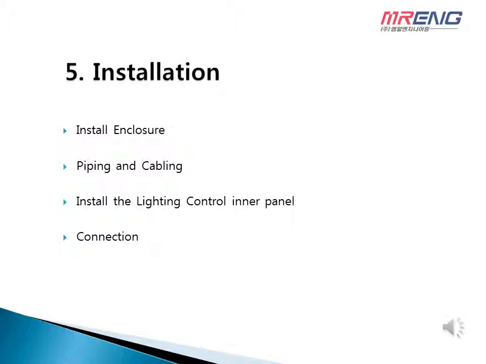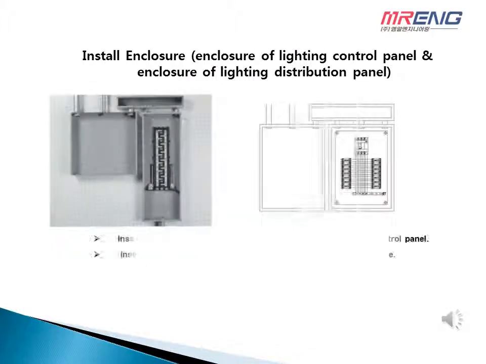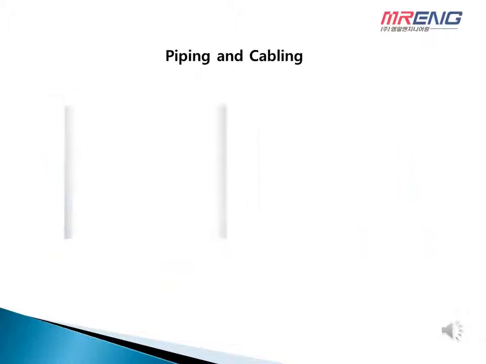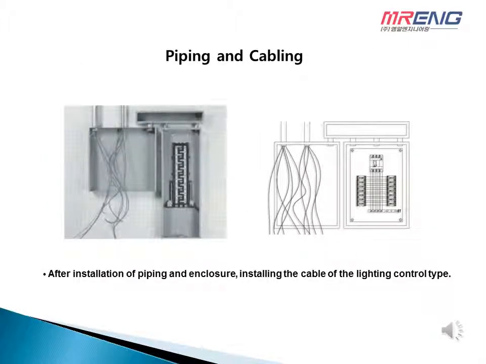For installation, each device of our system should be installed according to the order defined below. Install enclosure, piping and cabling, install the lighting control inner panel, connection. First, we'll install the enclosure of the lighting distribution panel and lighting control panel. The piping and cabling can be installed after the enclosure is installed. After the piping and enclosures are installed, we are ready to install the cables. The picture above illustrates how to install the cables.